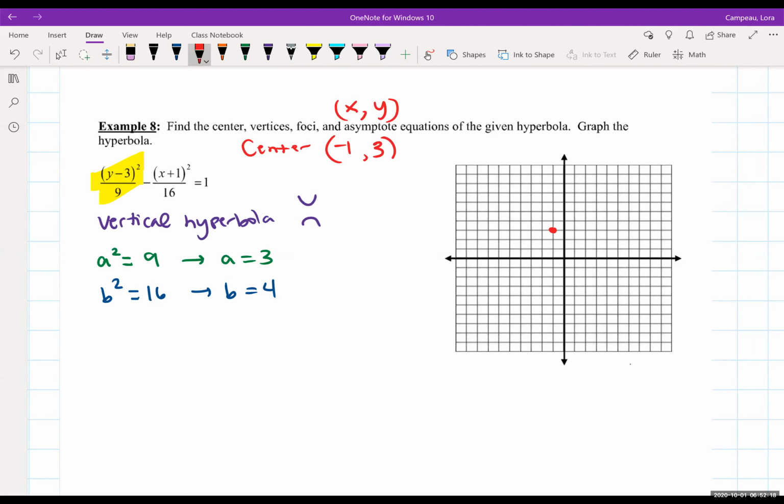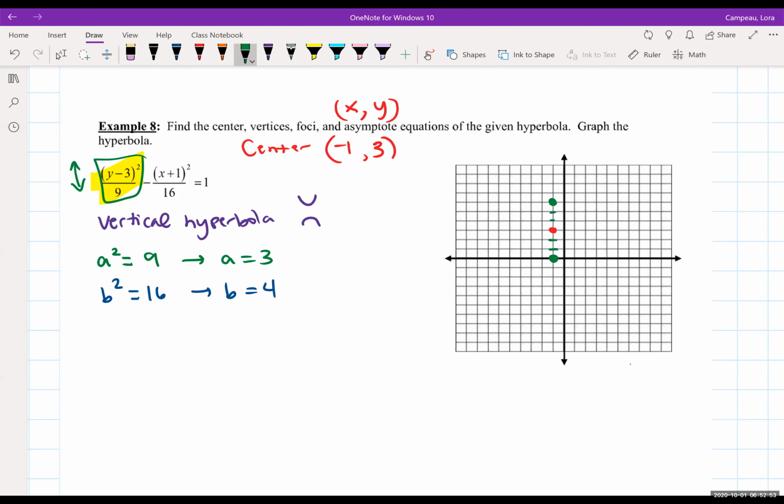And then to make our box, we have to determine the a, which is 3. Should we be counting upwards, downwards, or left and right? As far as we know, the 9, or the a squared term, is associated with the y. So that's always an up and down movement, rise. So we'll be counting 3 units up to get our vertex, and 3 units down to get our other vertex.